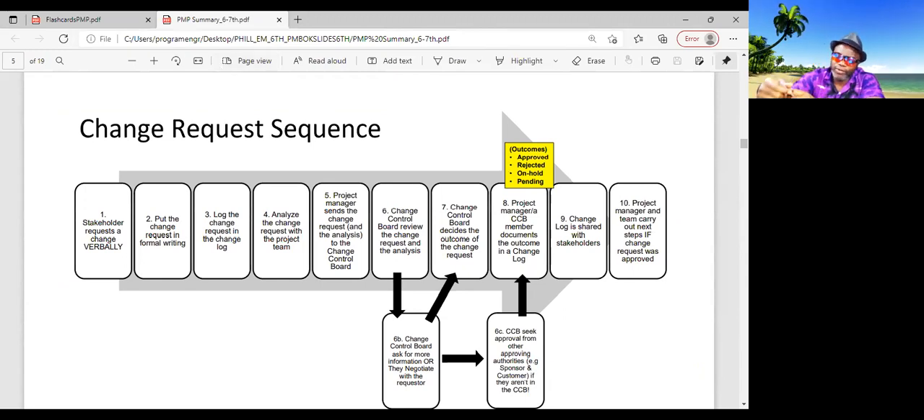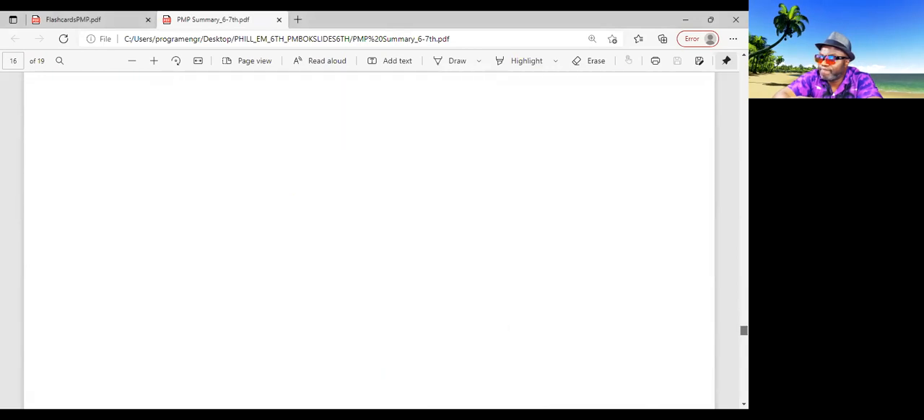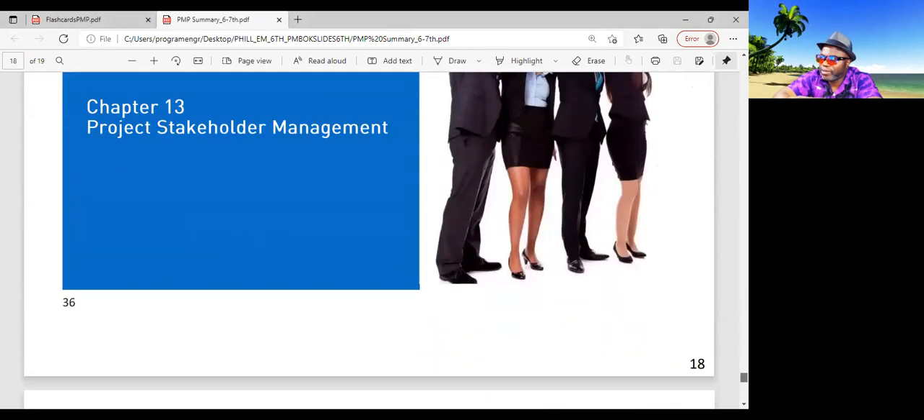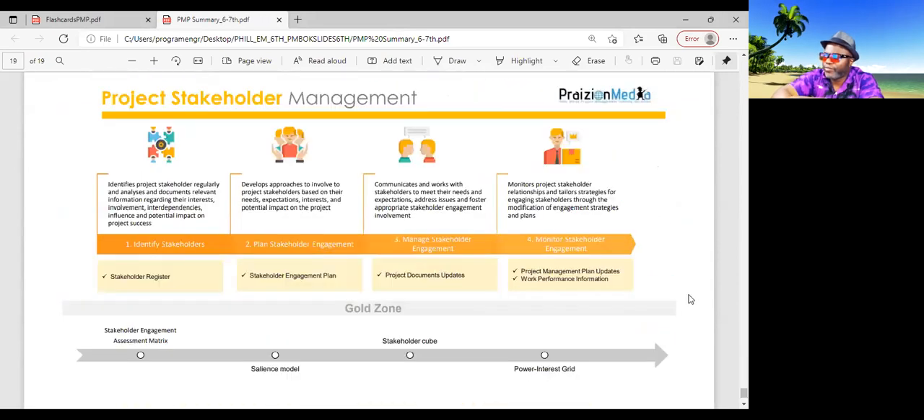Okay, so today we've talked about integration, scope, we talked about risk, we've taken a look at change requests. The other big thing for your exam that you're going to get situational questions on is stakeholder. So stakeholder management, final one. So these are the 4 things in stakeholder: the identification of stakeholders and the stakeholder register.